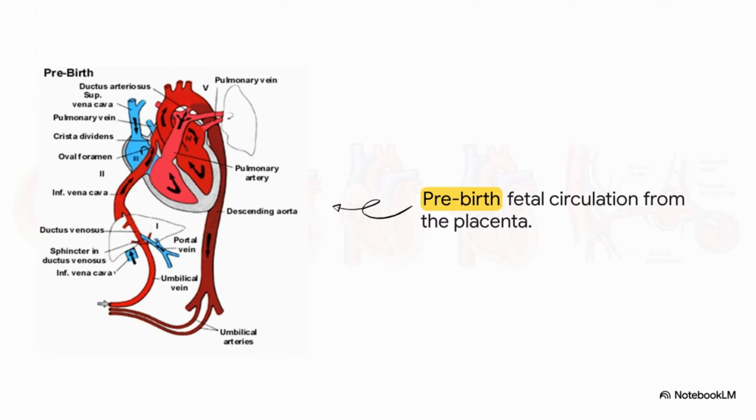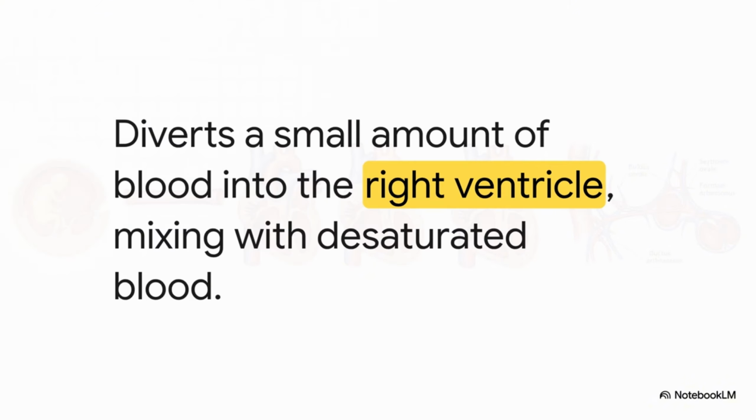Why? Because the coronary and carotid arteries are the very first branches off the ascending aorta. That means the developing heart musculature and the rapidly growing brain are being supplied with the absolute most highly oxygenated blood available in the entire system. But wait, not all of the blood makes it through that oval foramen.